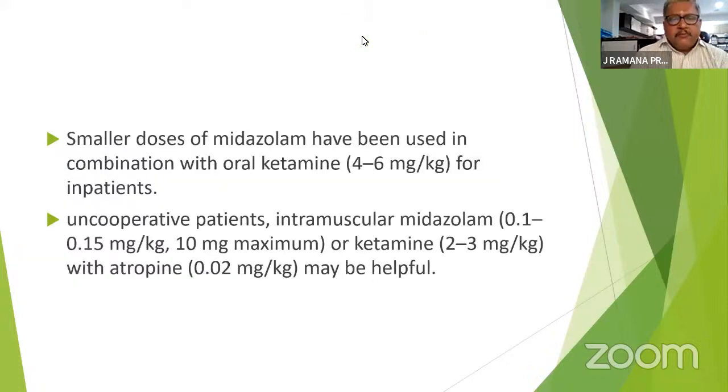Smaller doses of midazolam have been used in combination with oral ketamine. Uncooperative patients: intramuscular midazolam 0.1 milligram per kg to a maximum of 10 milligrams. Ketamine 4 to 10 milligrams per kg with atropine 0.02 milligrams per kg may be helpful. Intramuscular midazolam 0.1 milligram per kg, ketamine 3 to 10 milligrams per kg, atropine 0.02 milligram per kg.